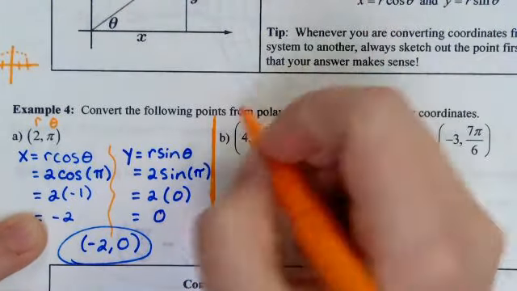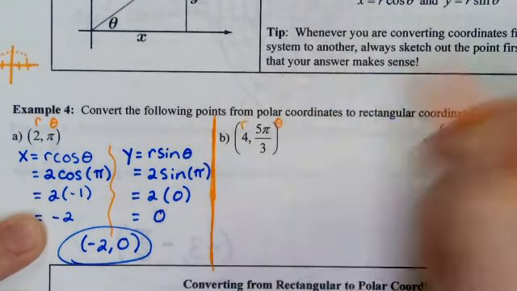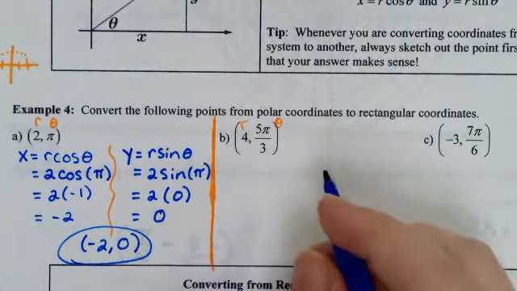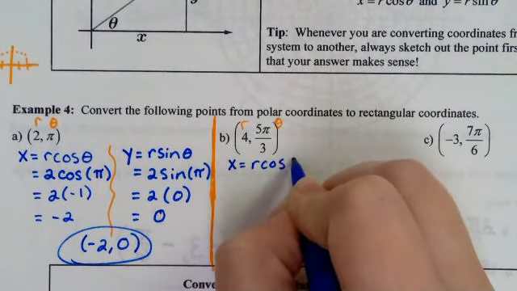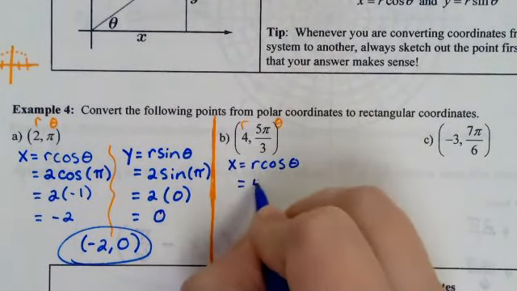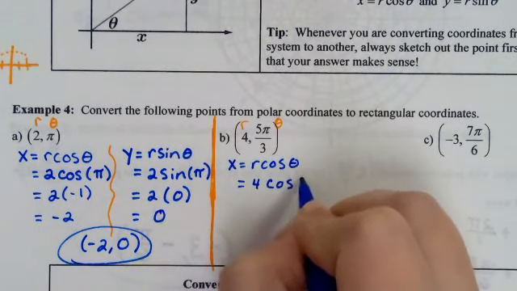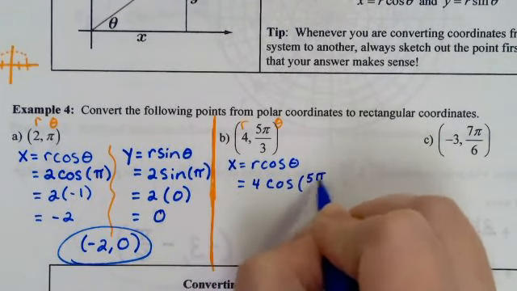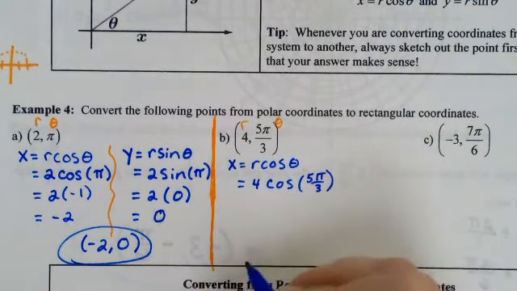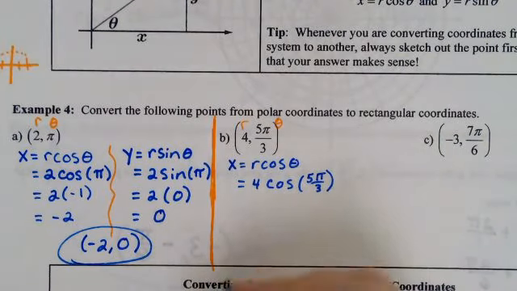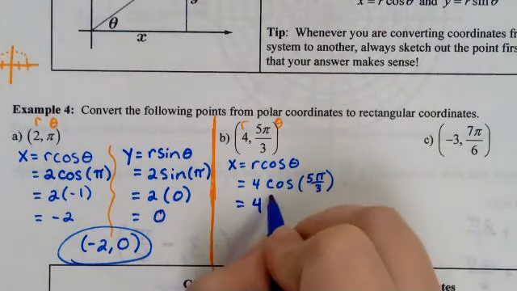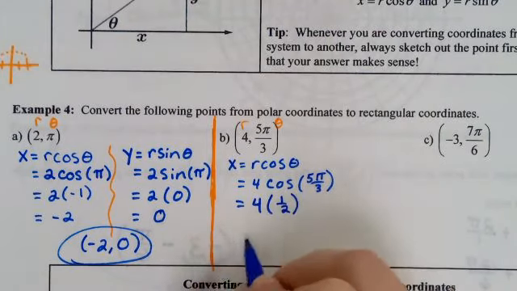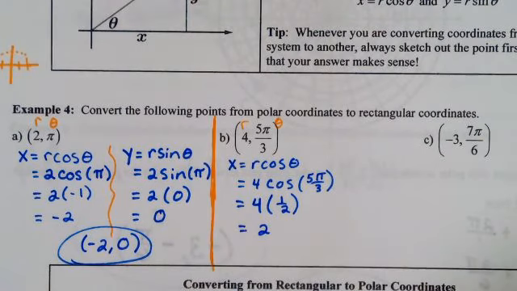All right, they've given us an r and a theta. We're going to plug these in. So x is equal to r cosine theta, just like before. But we're going to plug this in as 4 times cosine of 5 pi over 3. So 4 times cosine of 5 pi over 3 should give you 1/2, and then 4 times a half would give you 2. That is your x coordinate.